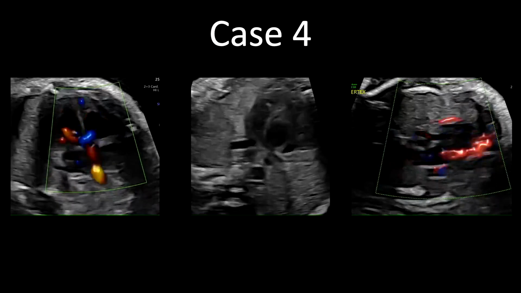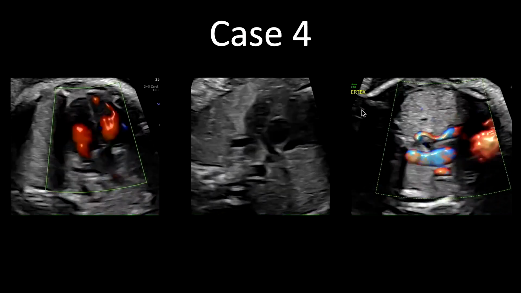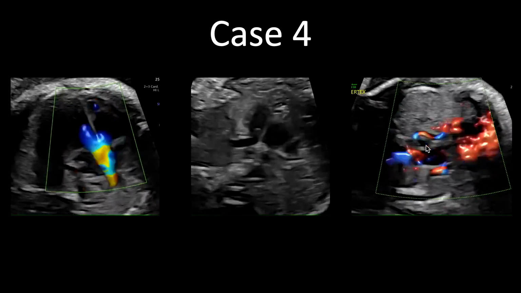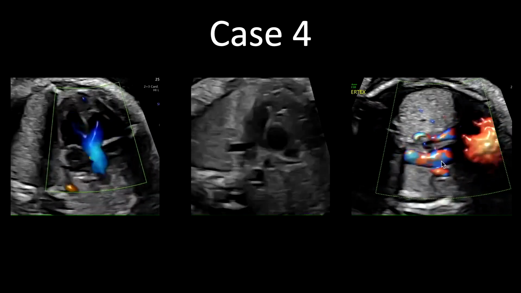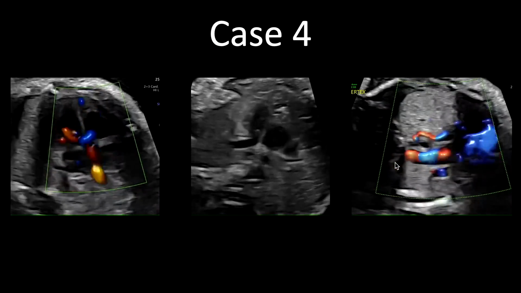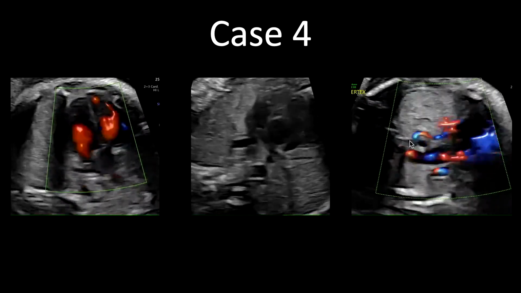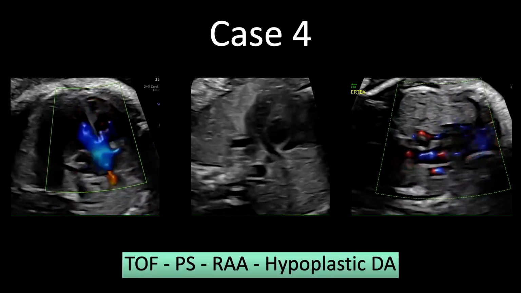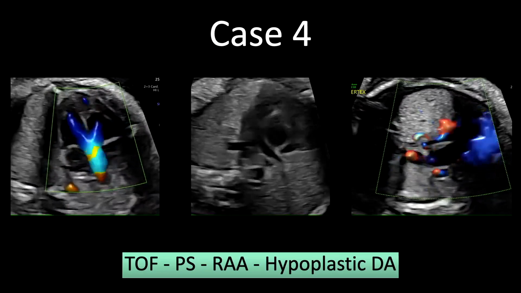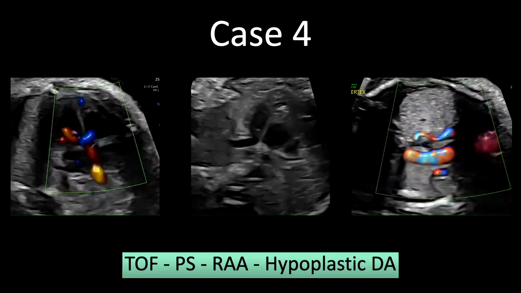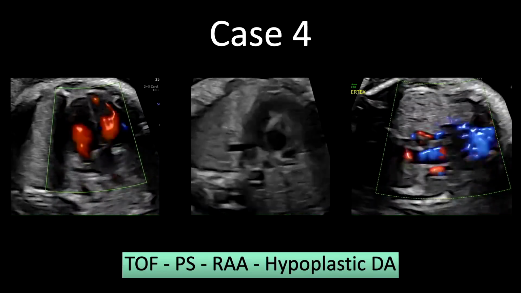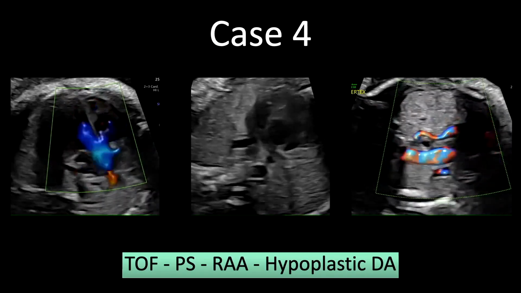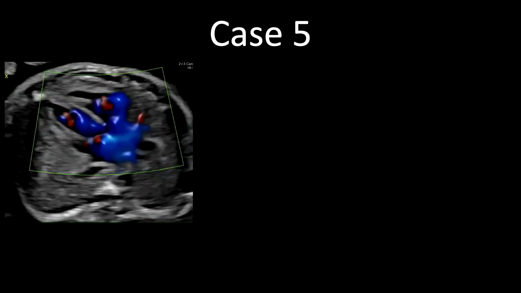Then you look at the 3-vessel trachea view, and I'm going to tell you that this is the trachea in the middle, just the baby swallowing, so you see a little bit of fluid coming in and out. You have a right-sided aortic arch, right? And you have a hypoplastic ductus arteriosus. Okay? So this is a tetralogy of Fallot with pulmonary stenosis, right-sided aortic arch, and hypoplastic ductus. And that's how you work your sequence through the evaluation of these fetuses following the 4-chamber view, 5-chamber view, RVOT, and the 3-vessel trachea view.